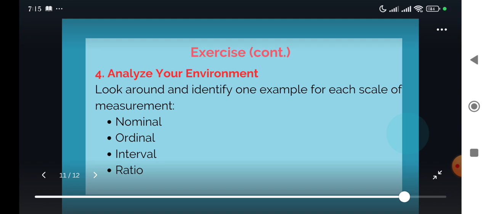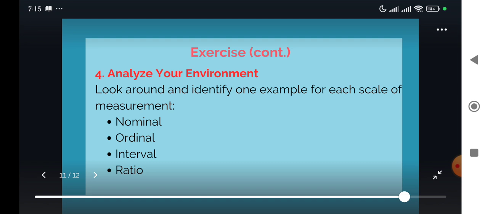So it will be your homework. Analyze your environment, look around and identify one example for each scale of measurement. It can be colors of books on a shelf, class rankings, time of day on a clock, height of a person. It can be anything.